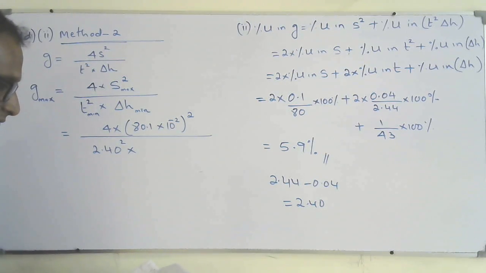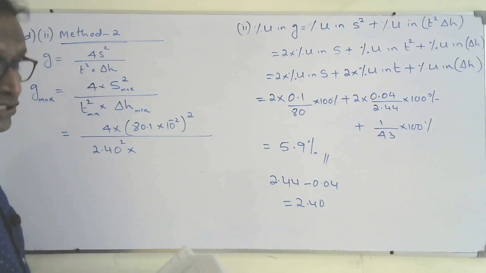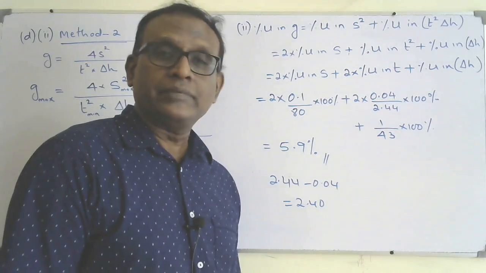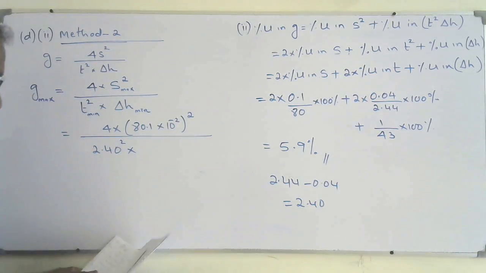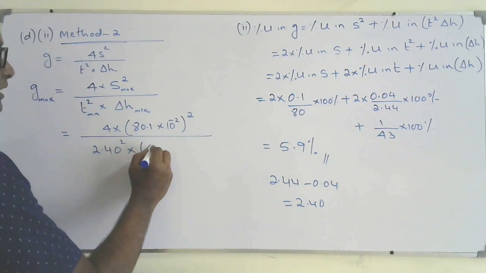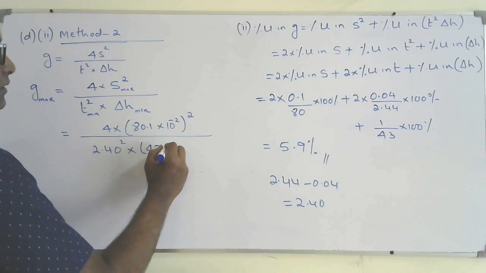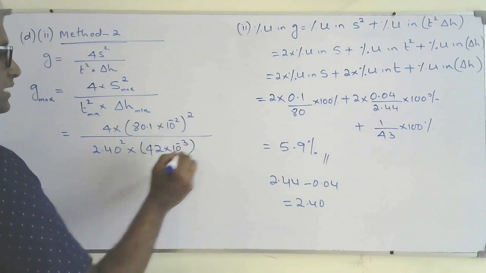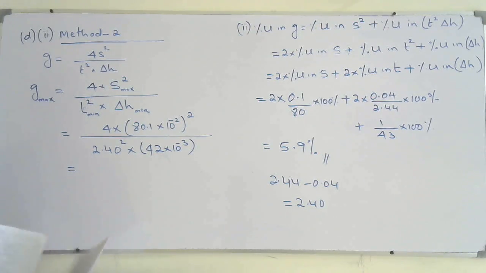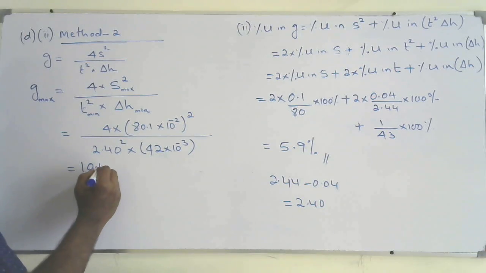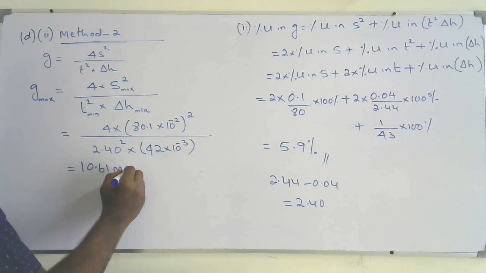Delta H is given as 43 millimeter plus or minus 1. So minimum delta H is 43 minus 1, that is 42, convert to meter: 42 into 10 to the power minus 3. Solve it. You will get the G max, that will be 10.6061.